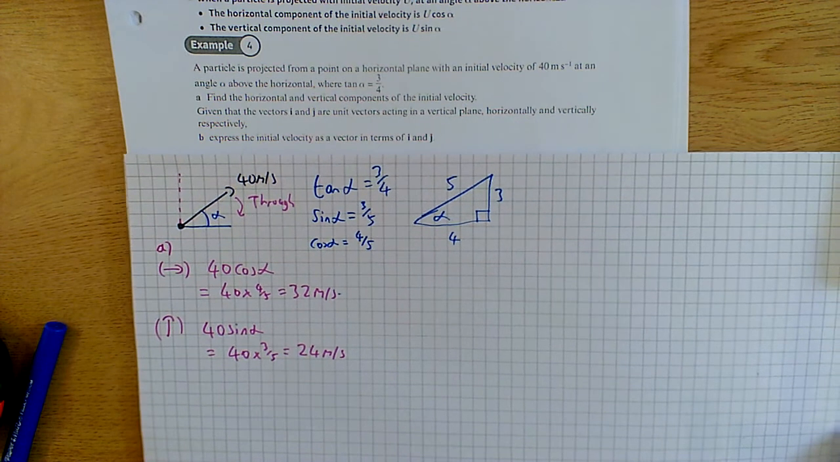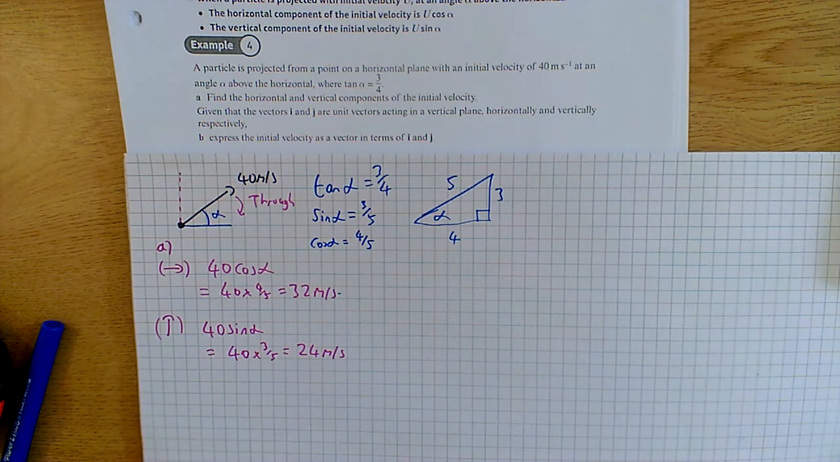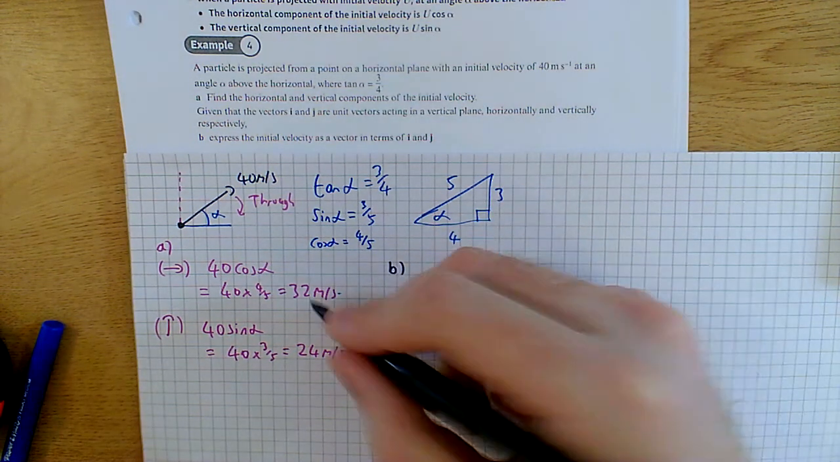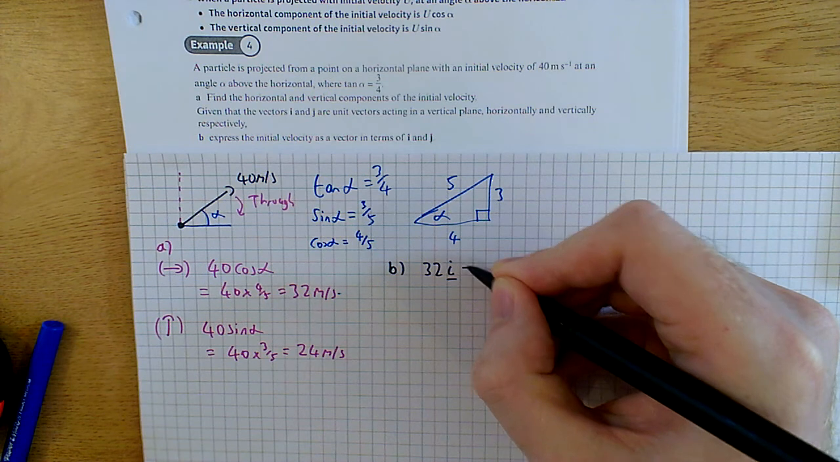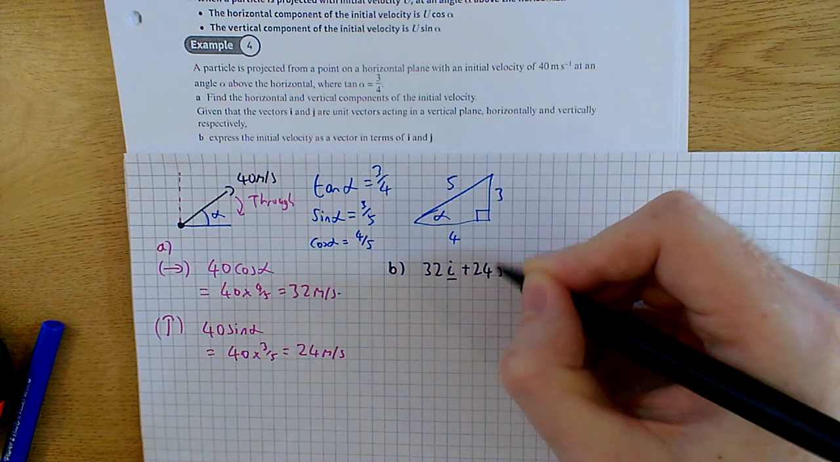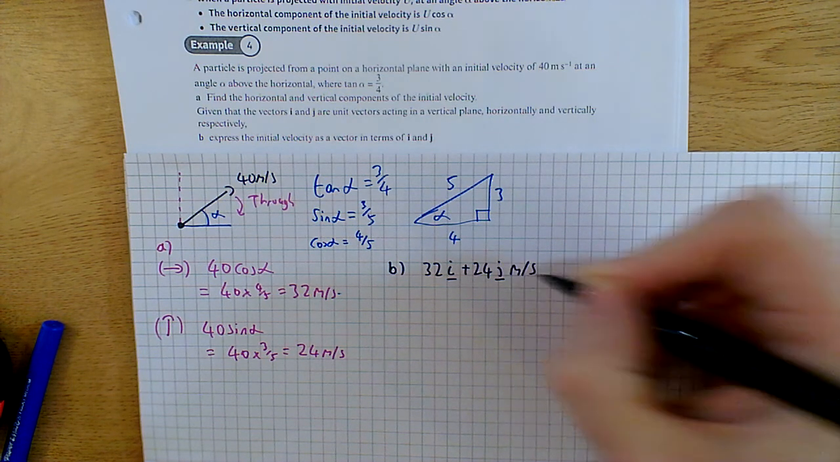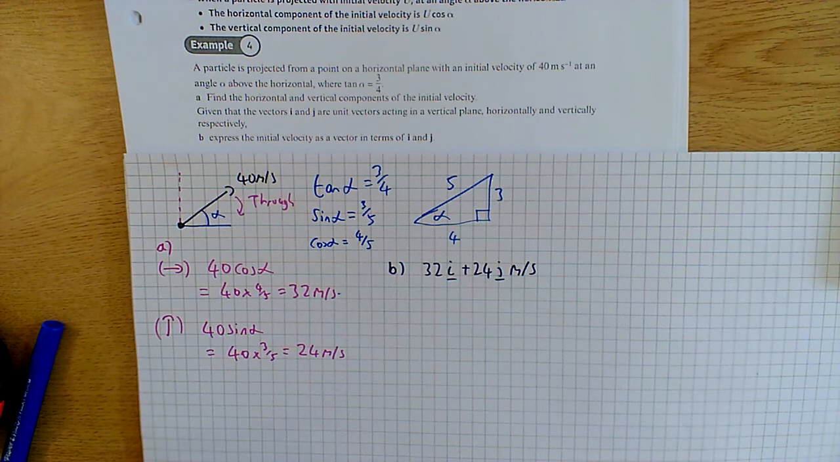Part B then says that given i and j are unit vectors, the unit vectors you're used to dealing with, express the initial velocity as a vector. Okay, well this is going to work exactly the same, right? We've got to the right in the i direction it's 32, so it's 32i plus 24 in the vertical, 24j meters per second, right? If they want it as a vector.